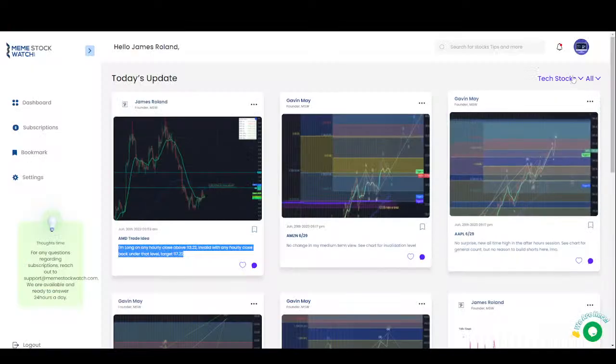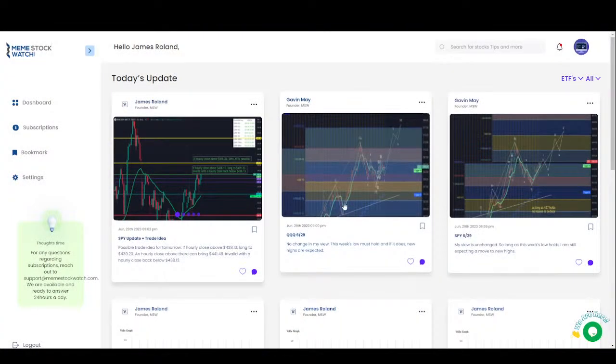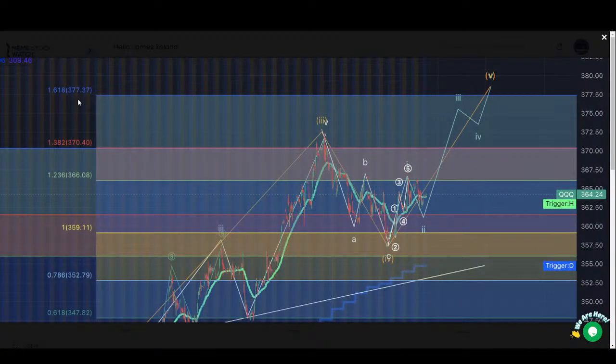Where is it? Gavin. QQQ closes in 10 minutes above 170. That's a nice trade higher to 377.